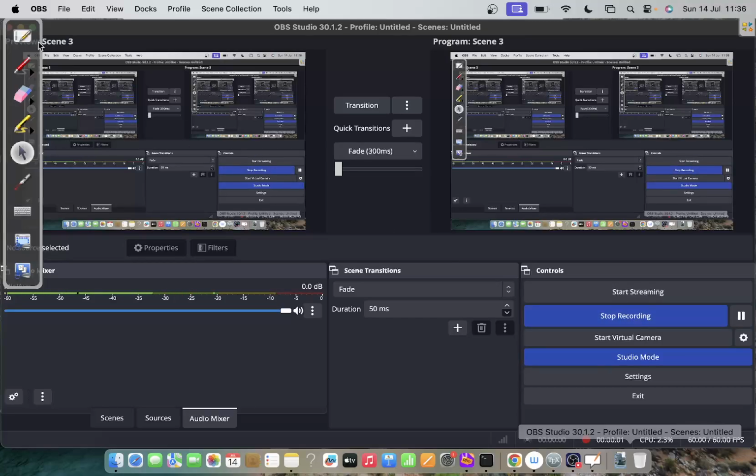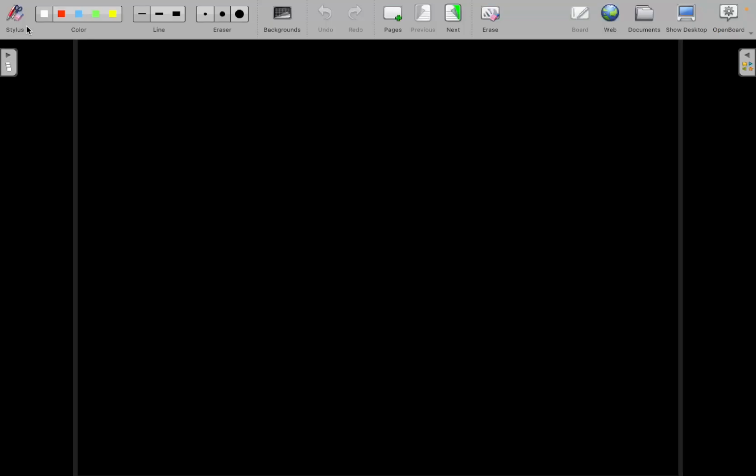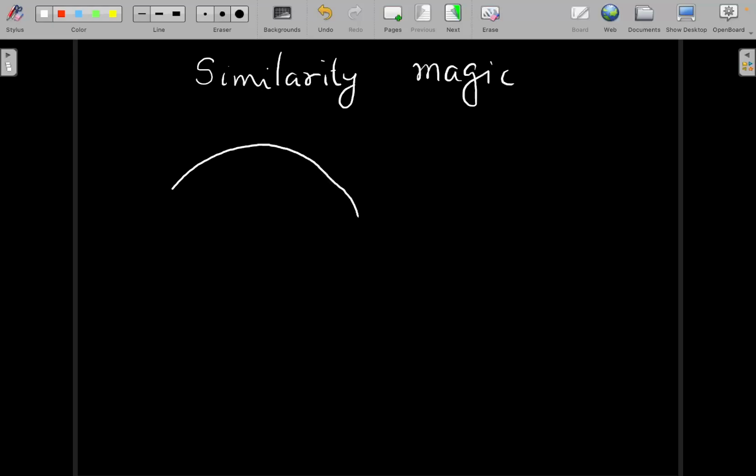Welcome everyone. Let's have another quick lesson on what we are calling the similarity magic. And today it's a very nice and simple theorem, but extremely useful in problem solving. But we'll be able to quickly give you the proof using things we have learned, and that's what makes it an exciting lesson for me.